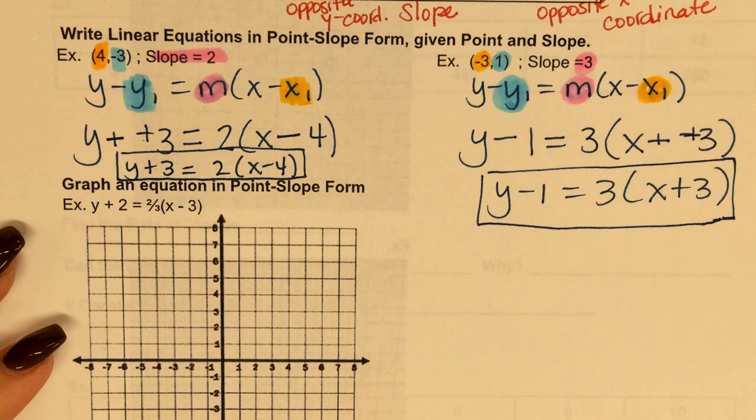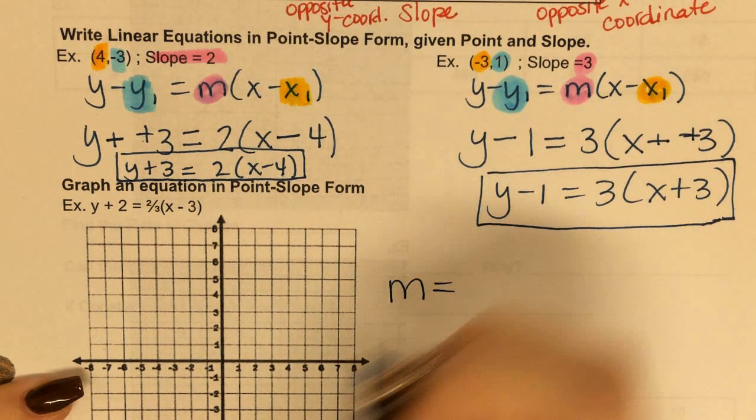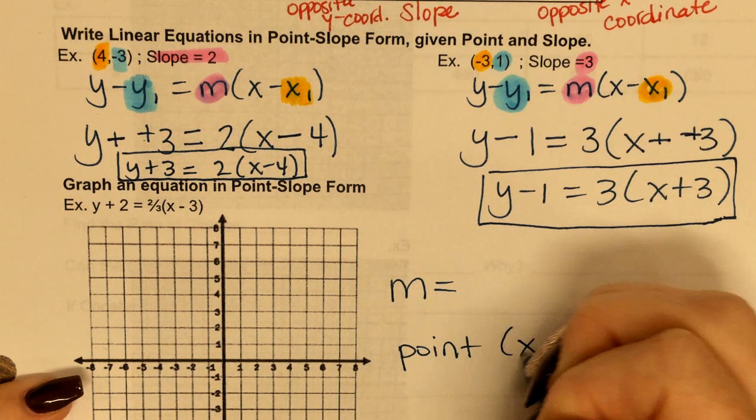Yes? To graph an equation, you either need an m and a b, or you need a point that you can start with and a slope where you can rise over run. Yes? So I am going to first need an m, and then I'm going to need a point, a coordinate, an x, y.